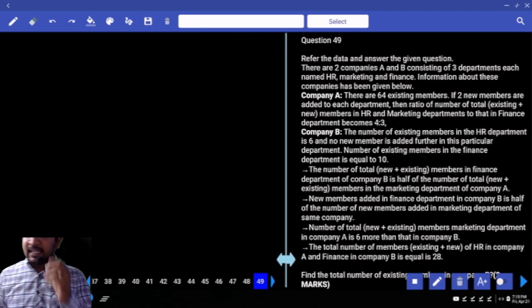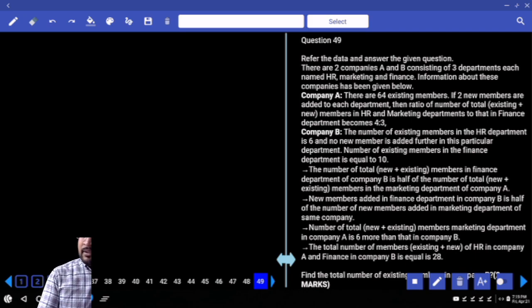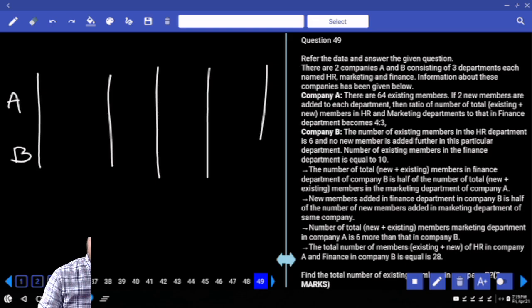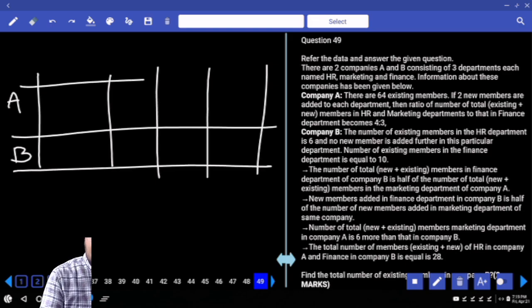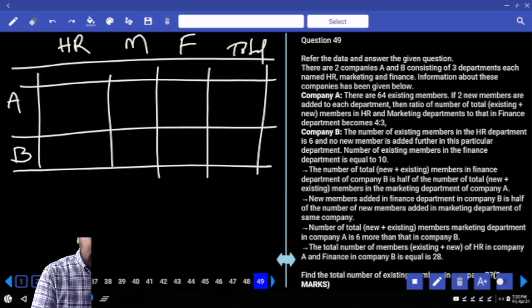See here, there are two companies, A and B, each consisting of 3 departments named HR, Marketing, Finance. Information about these companies is given below. Here two companies are there, A company and B company. And how many departments are there? 3 departments: HR, Marketing, Finance, and this is the total. And there are 2 types of employees: existing plus new.